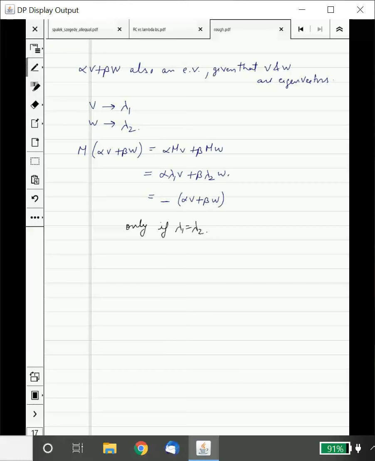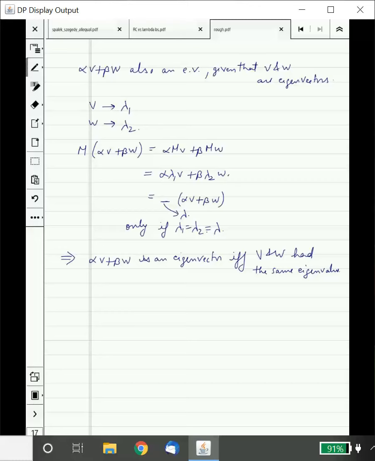You can convince yourself of that, and if this is the case, then this constant also comes out to be lambda. This gives us the statement that alpha V plus beta W is in itself an eigenvector if and only if V and W had the same eigenvalue. Obviously not all vectors are eigenvectors, but if we knew V and W were eigenvectors, then any linear combination will be an eigenvector if they are from the same eigenvalue.